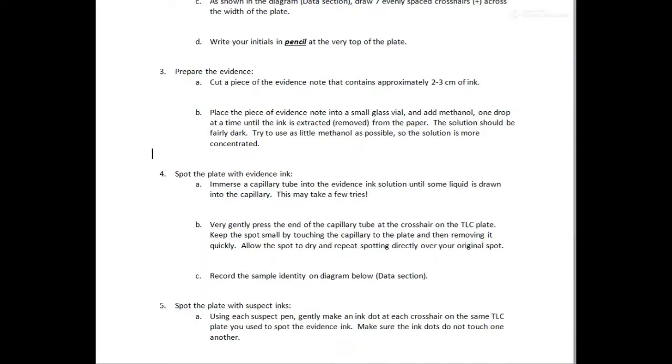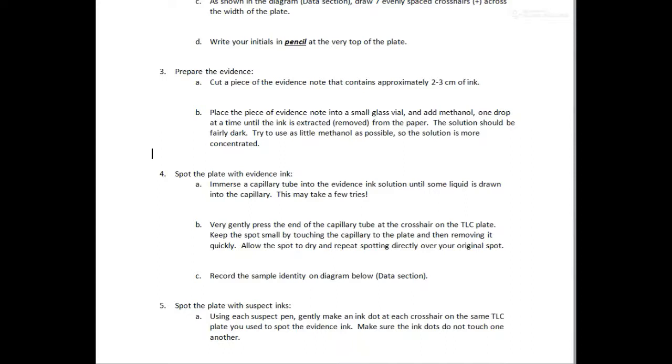At the bottom of the TLC plate, you have marked a line about 1 centimeter above the edge, and you have spotted a cross-like mark for each and every sample. You take one sample from the evidence and, using a capillary tube, place it on one point, and at the next point you place the evidence ink also. And also spot the plate with the suspect inks.